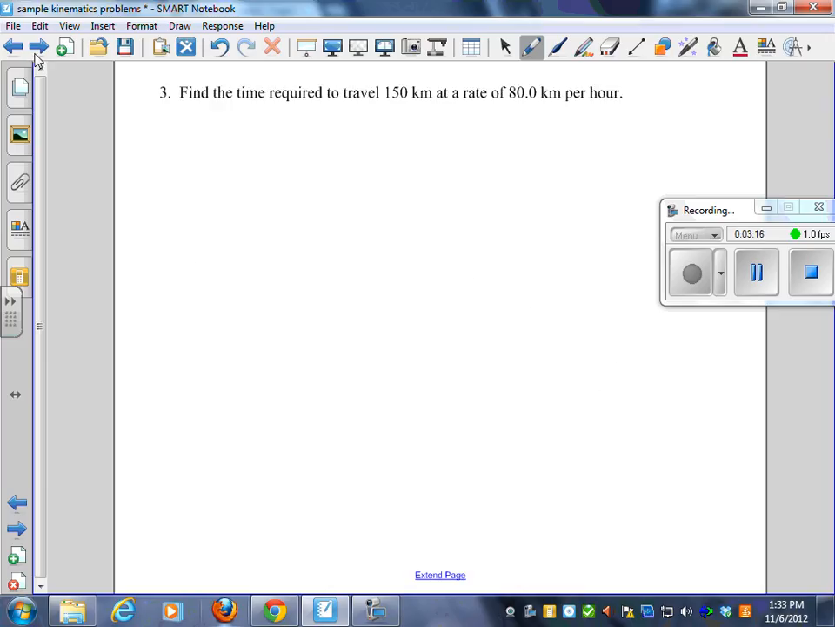All right, number 3 looks pretty easy. I only see 2 numbers, so that's a good sign. Find the time required to travel 150 kilometers at a rate of 80 kilometers an hour. I'm solving for time. I've got my distance. That's my velocity. V bar is equal to D over T.